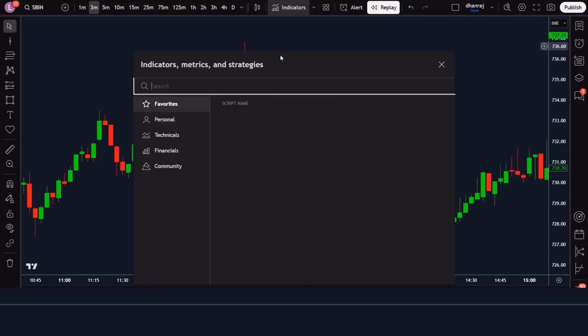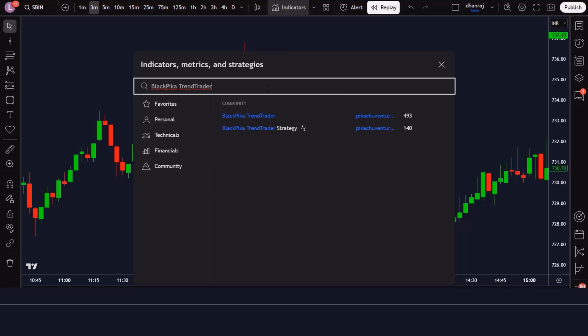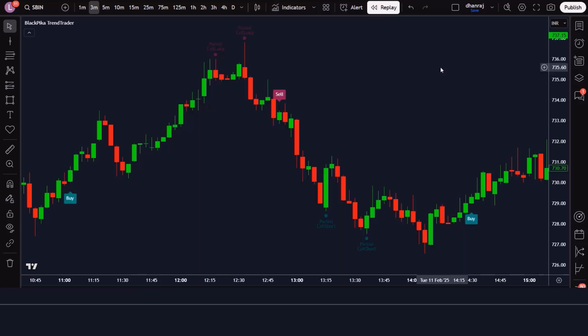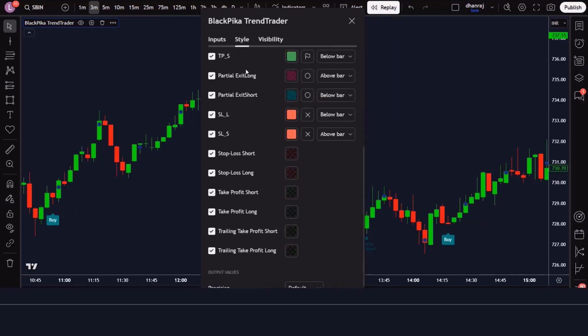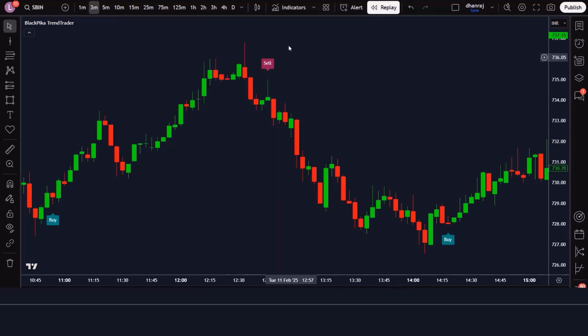First of all, we will search the Black Trend Trader Indicator in the search box of TradingView. After that we have to click on the Black Trend Trader option, in which we have to change some settings. We have to change this period option from 110 to 82. We have to keep this option hidden. After that we have to apply another indicator on the chart.